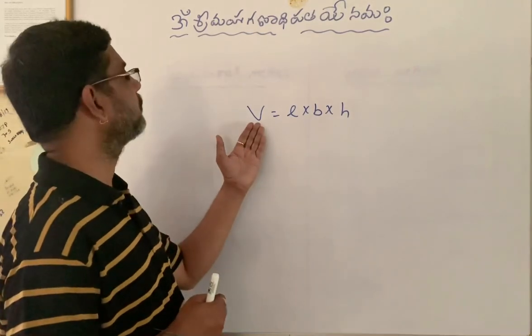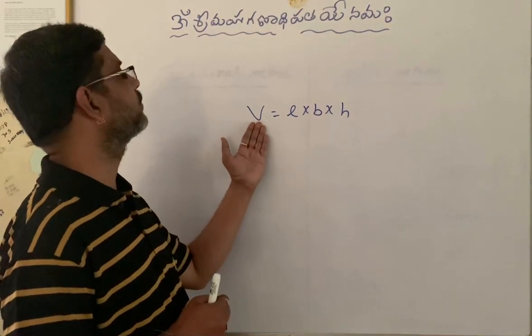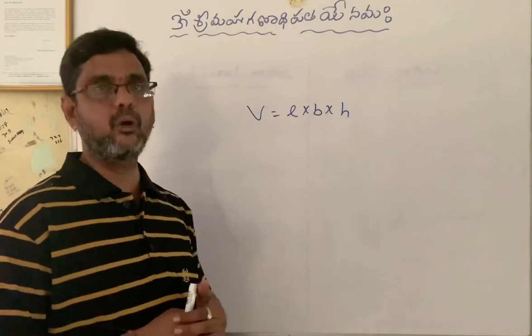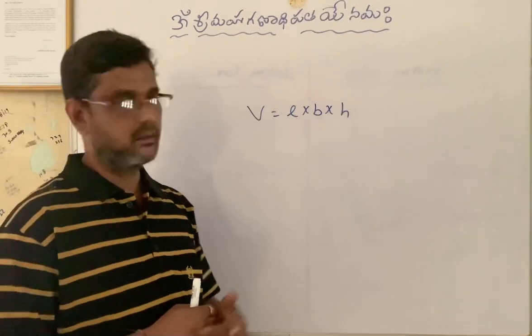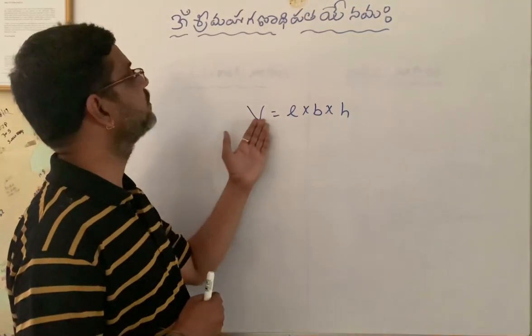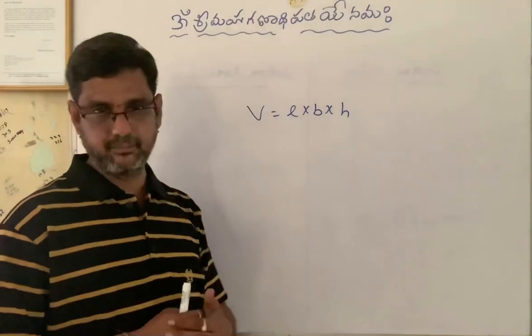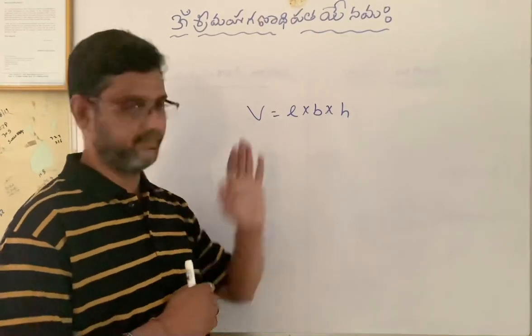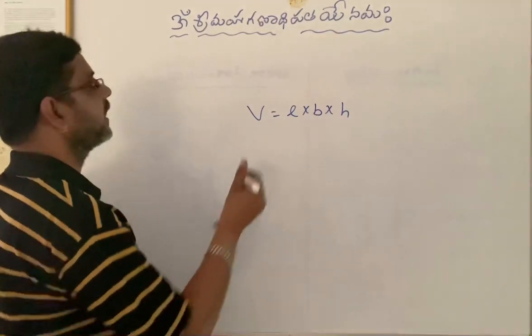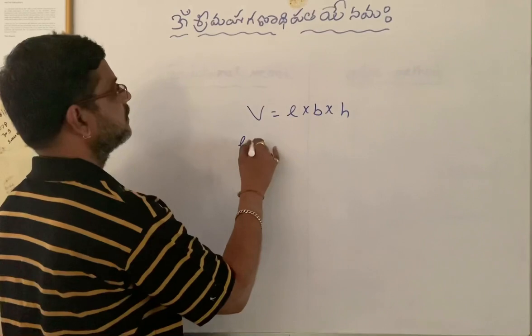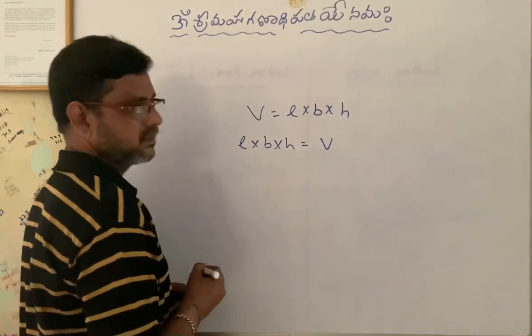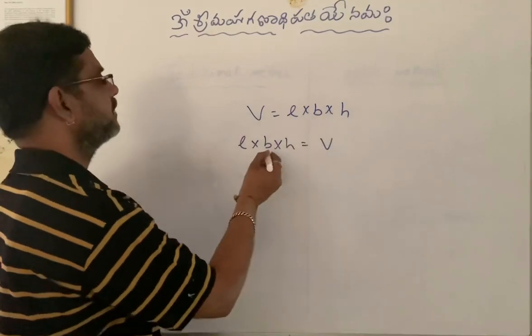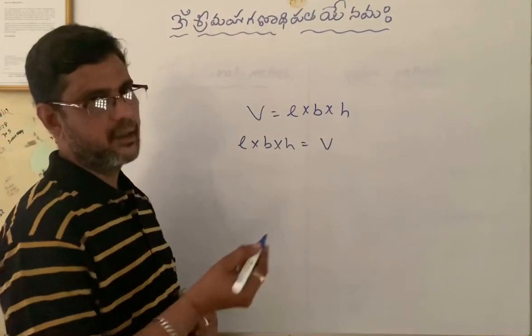So in this formula, volume of cuboid, V is equal to L into B into H. Total 4 variables are there: V, L, B, H. Already V is the subject, V is equal to L into B into H, and I want to make the remaining variables the subject. First, I will write the formula like this: L into B into H is equal to V. If A is equal to B, then B is also equal to A.